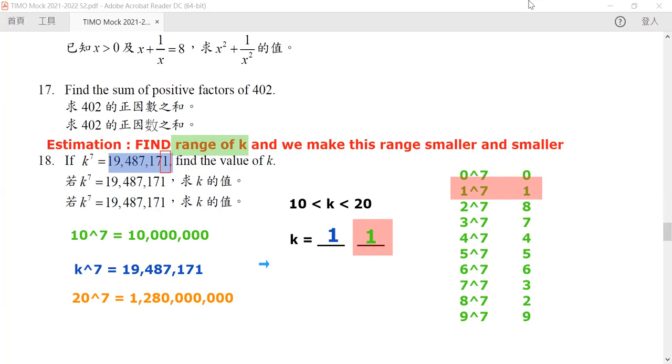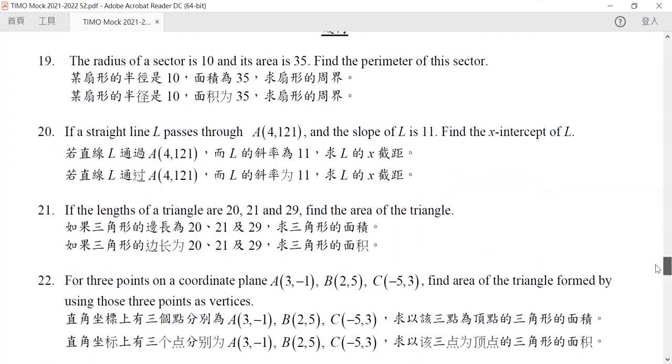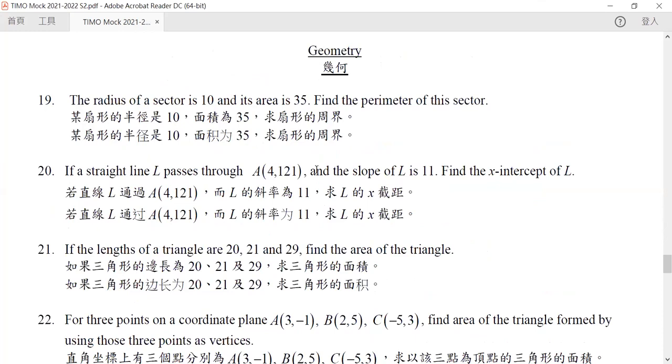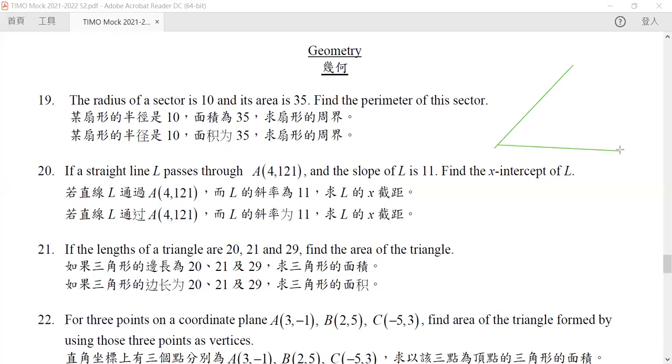All right. So let's go to our next question, question 19. The radius of our sector is 10 and its area is 35. Find the perimeter of this sector. Now, let me draw this sector out. So we have the number which is like this. Let me draw them out. So what is the area of this sector?